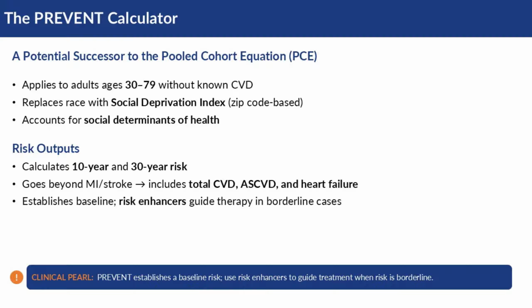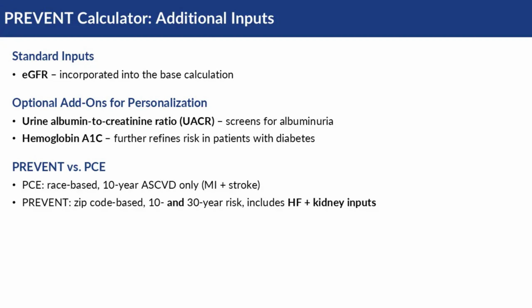A significant stride in personalized risk assessment comes with the introduction of the PREVENT calculator. Designed as a potential successor to the pooled cohort equation, or PCE, it aims to provide a more equitable and comprehensive evaluation of ASCVD risk. This tool applies to adults between the ages of 30 and 79 who do not have known cardiovascular disease. Notably, it replaces race with a social deprivation index, utilizing zip codes to account for crucial social determinants of health.